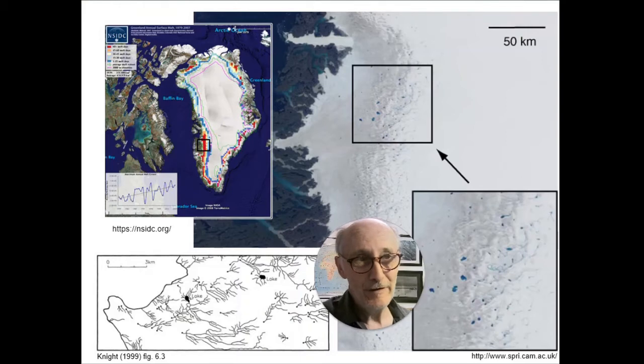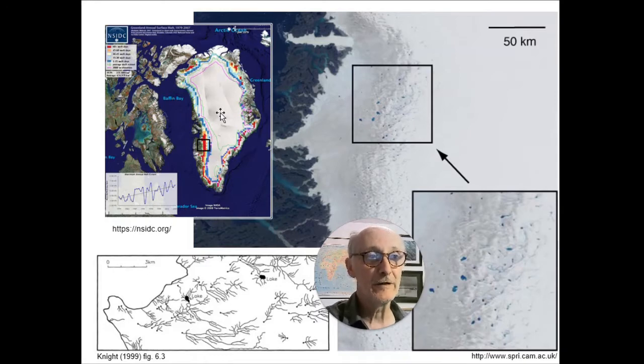So let's think first of all about the supraglacial environment, and this again is Greenland. You can see on the map in the top left hand corner, it's a bit of an old one now, but you can easily find newer versions of this to get up-to-date information. This is a map showing where ablation is happening on the surface of the Greenland ice sheet, and the different colours represent the number of days per year when ablation occurs.